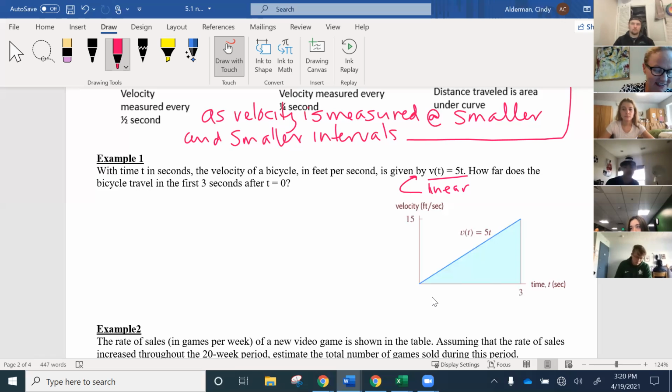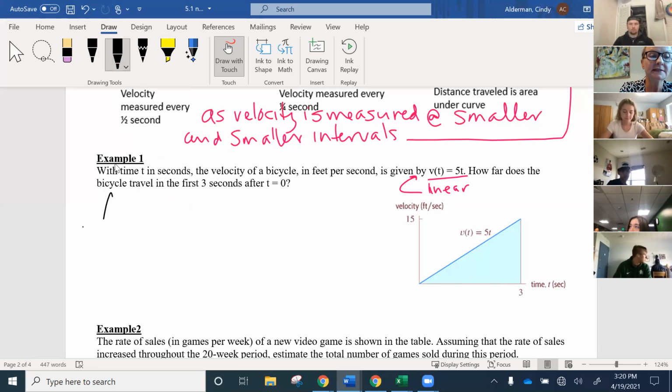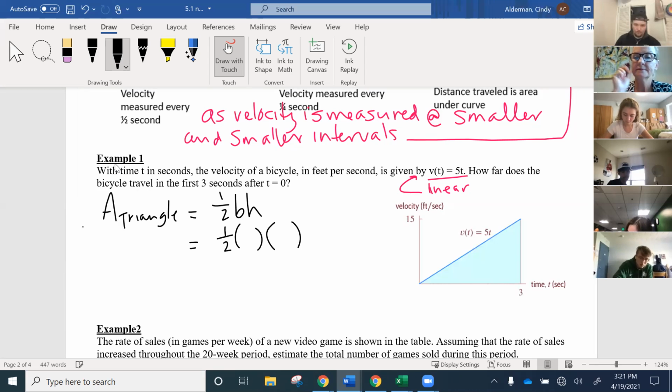Thanks, Thomas. All right, so what we're going to do here is, if you bought into the fact that the area under the curve, the original function, is going to be the distance traveled, then you should say, okay, all I need is the area of a triangle, which is just 1/2 base times height. All right, so let's see if we can pick out the base. What do you think the base is? You can read it, it's right on the graph.